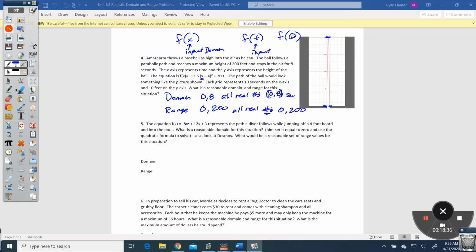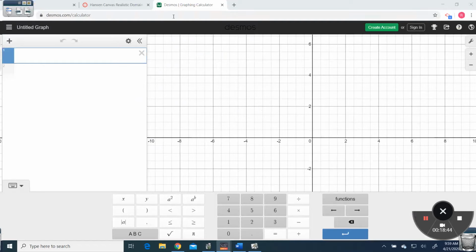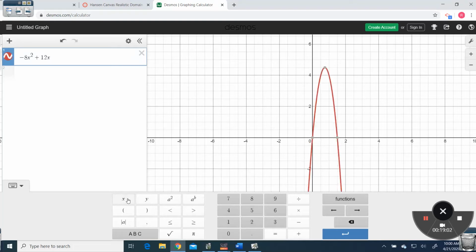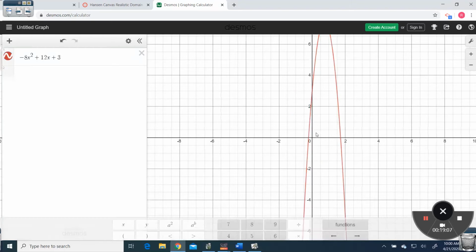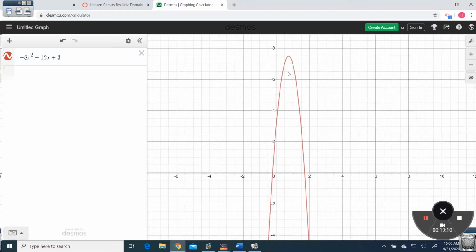Well, let's go to Desmos and find out. Okay. So here we are in the Desmos graphing calculator. We're going to type this equation in. So -8x squared plus 12x plus 3. Grab this and move it down a little bit. So it looks like at 0 seconds, it's right here at 3.